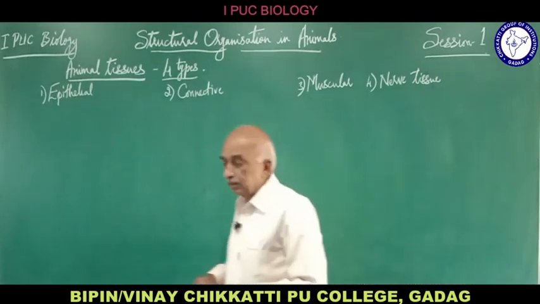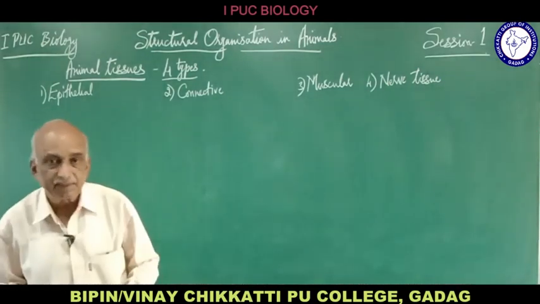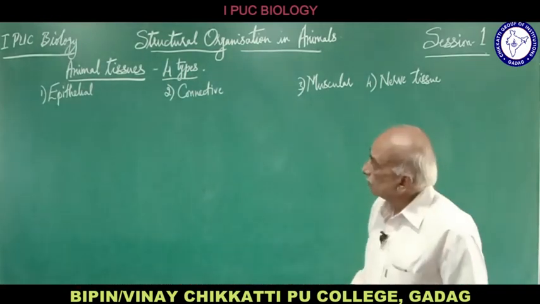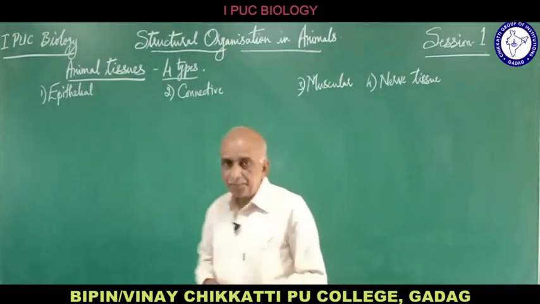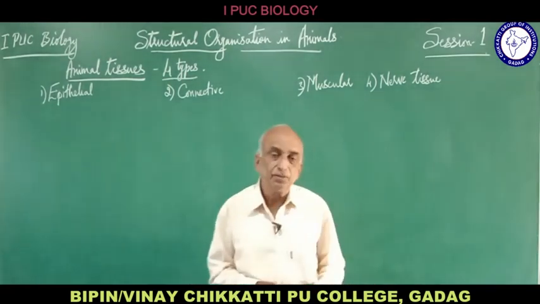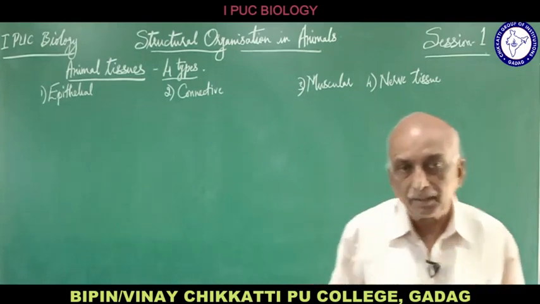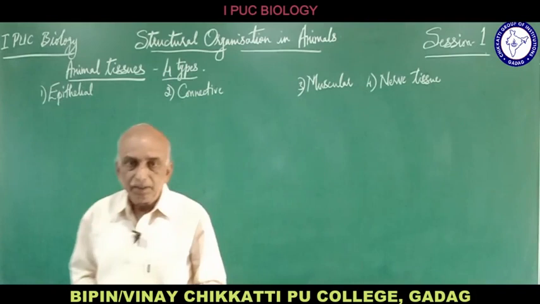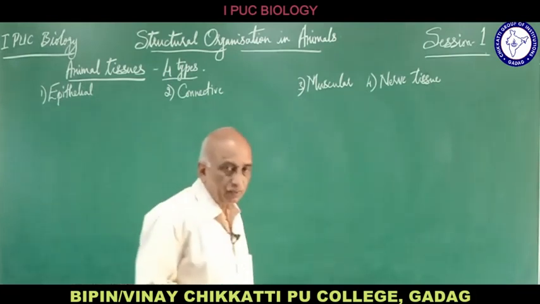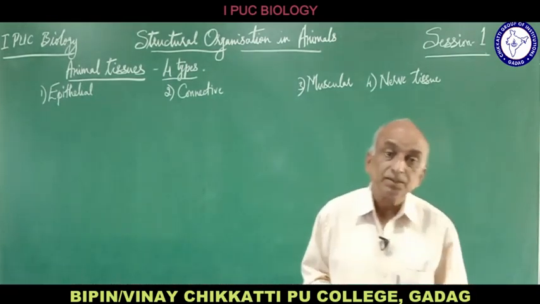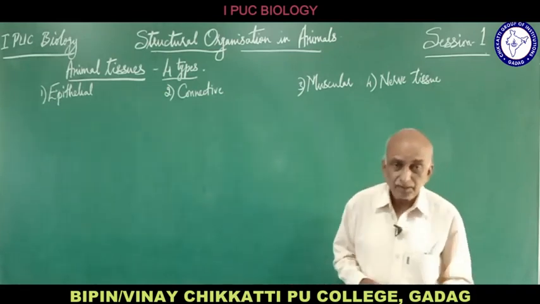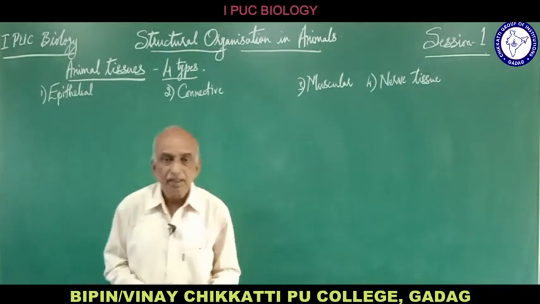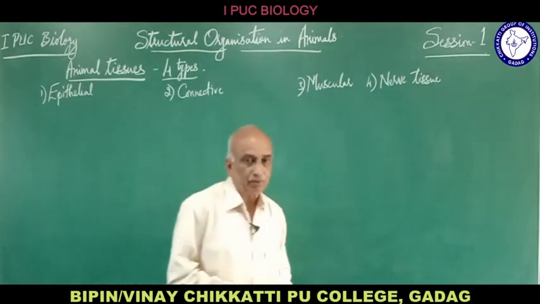So these are the 4 types of tissues which we have to study in detail, means what their structure is and where they are present in the body parts. So animal tissues are mainly 4 types: epithelial tissue, connective tissue, muscular tissue, and nerve tissue. Now epithelial tissue is present on the external surfaces and internal surfaces of the body organs.